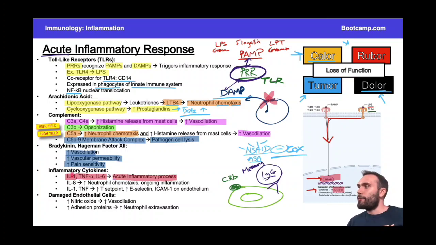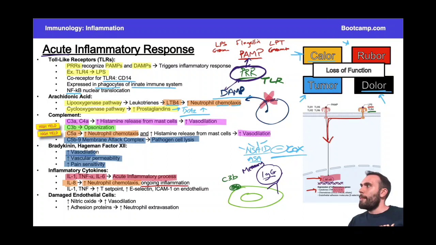And I told you that there's one more major factor we want to talk about for neutrophil chemotaxis, so that's interleukin 8. So you have your big three here. You have LTB4, right, coming from the arachidonic acid lipoxygenase pathway. You have C5a from complement, and then you have interleukin 8 from your inflammatory cytokines. Interleukin 8 also does a really good job of continuing inflammation. So if we have some ongoing inflammation, interleukin 8 is really good at stimulating that.